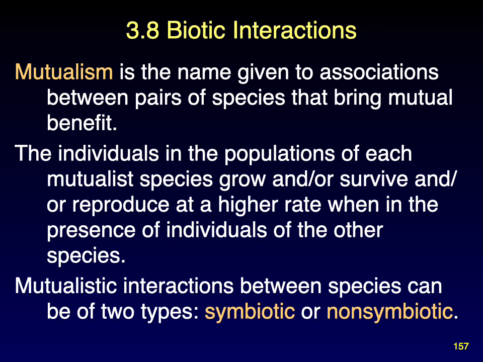This mutualism can be symbiotic. So symbiotic means it has to occur between these two species, and they're usually connected in some way for life, or highly adapted, so that only the interaction between those two types of species can produce this mutual benefit. Or it can be non-symbiotic, where the interaction can involve a variety of different species to produce the mutualism.